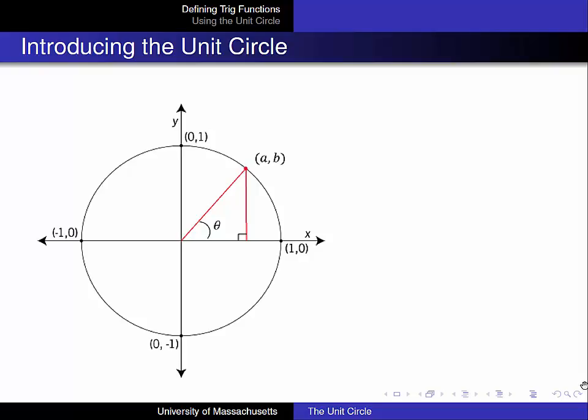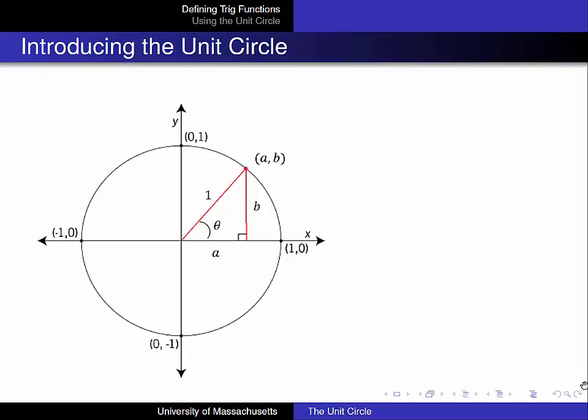Since this was a unit circle, that's telling us that the radius of the circle has length 1, which means that the hypotenuse of our triangle has length 1. Now, since this is the point AB, that's telling us that we are over a distance of A and up a distance of B. So the second coordinate, the B, is telling us that the vertical side of the triangle is length B, and the first coordinate, or the A, is telling us that the base of the triangle has length A.